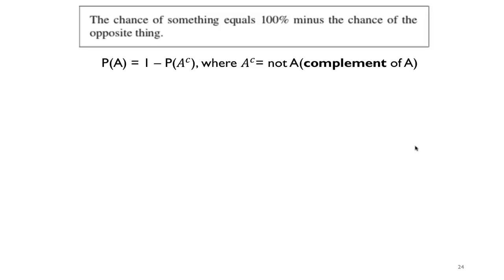Now let's look at this. We saw this earlier in this lecture, so let's explain it more. The chance of something happening equals 100% minus the chance of the opposite thing. Here's one way to write that: P of A is equal to 1 minus P of A complement. This symbol, A with the superscript C, means not A, or the complement of A. So this says that to find the chance of something happening, we can also find the chance of it not happening and subtract it from 1.